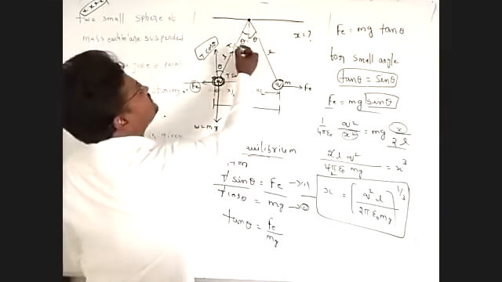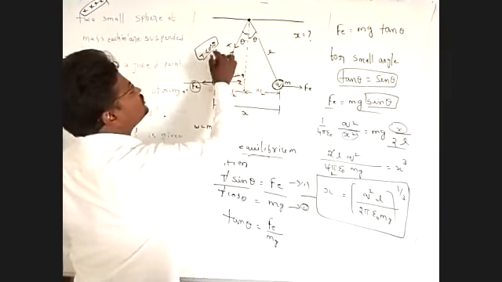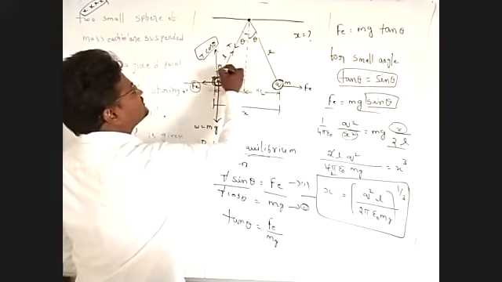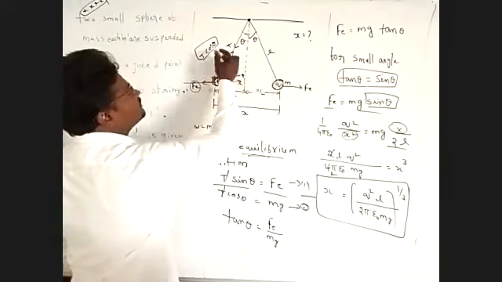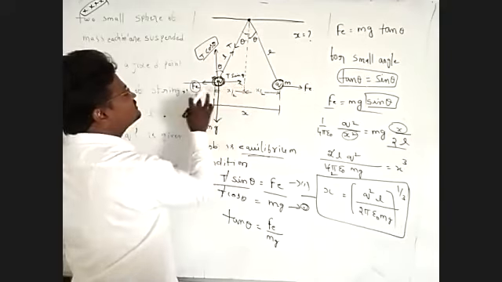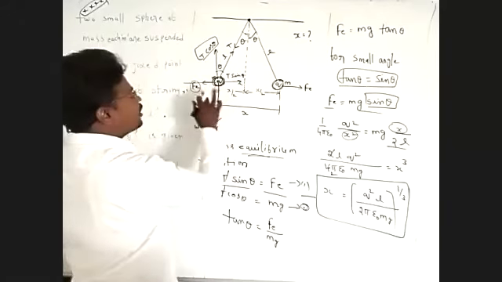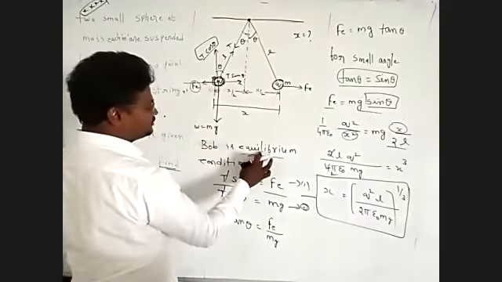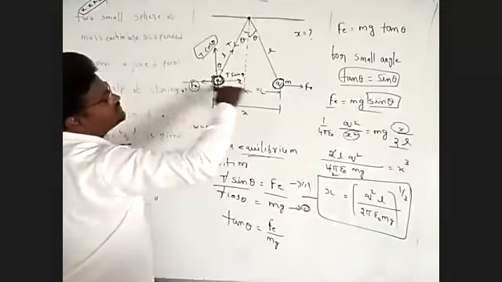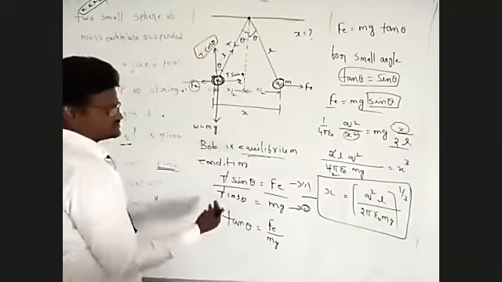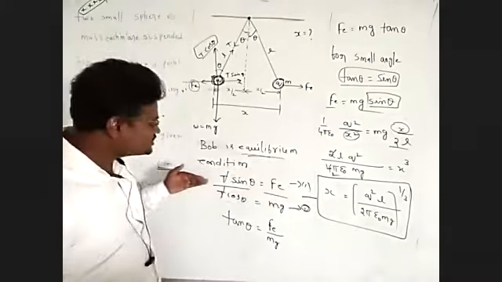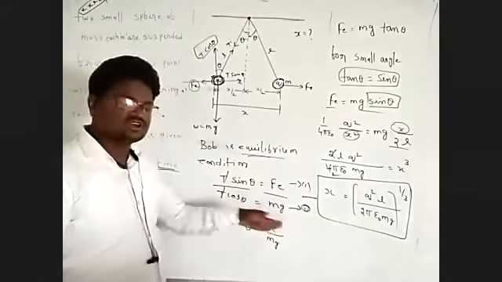Now next, this is the tension T. T can be resolved into two components. Here it makes an angle theta with the vertical, and here also an angle theta with the vertical. So T can be resolved into T cos theta and T sin theta. This is Fe. Now the bulb is in equilibrium, which means horizontal forces are equal and vertical forces are equal.